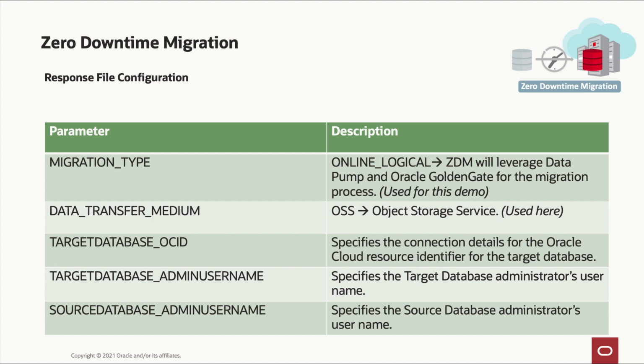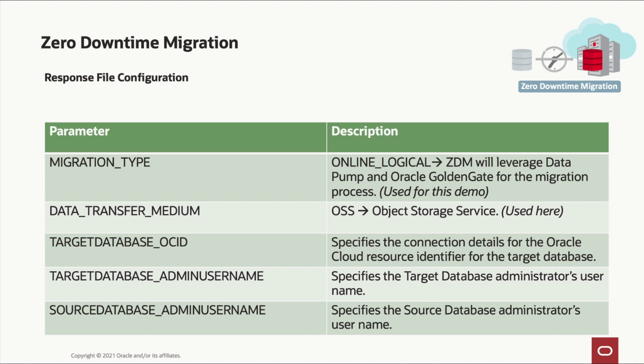First, the migration type, of which there are several: online logical, online physical, etc. In this case, we will use online logical as a parameter, which leverages Data Pump and GoldenGate. The data transfer medium, in this case, is the backup location. We say OSS because it's the Object Storage Service that we're using here.